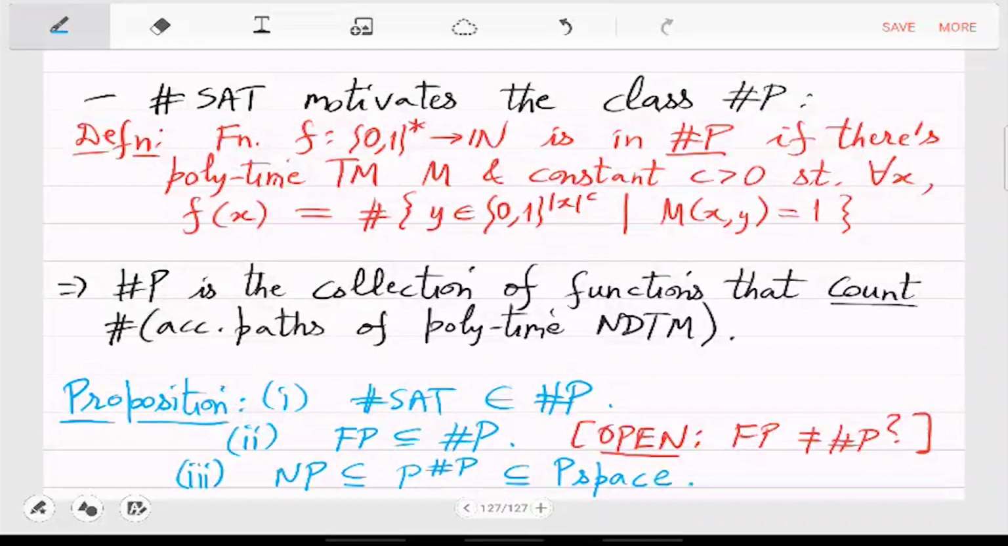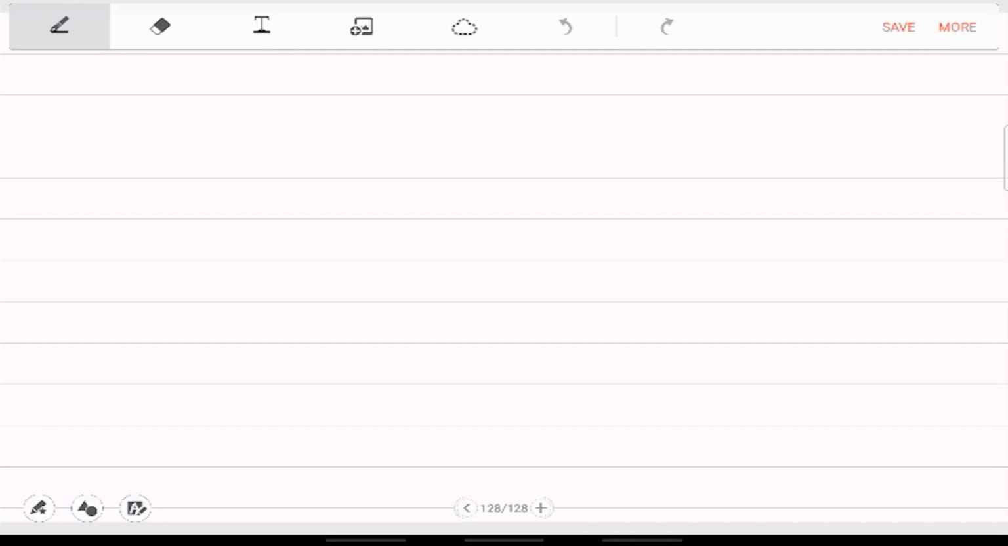Okay, so if you think of M(x, y) as an NDTM and y as an accepting path, how many accepting paths are there? Number of y's. That is what f of x computes. So #SAT is in #P and it is supposed to be a hard problem. So #P is supposed to be a class harder than NP. It clearly contains FP, and given that you can solve NP, you can solve itself in P space. In the same space you can do counting.